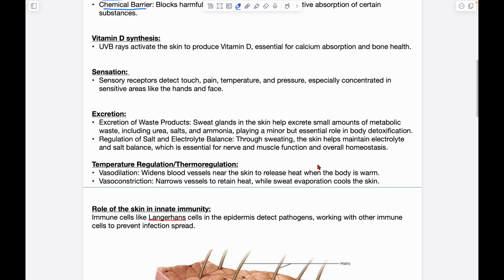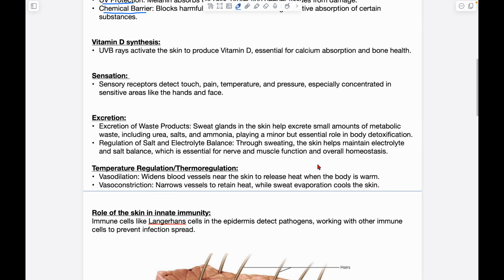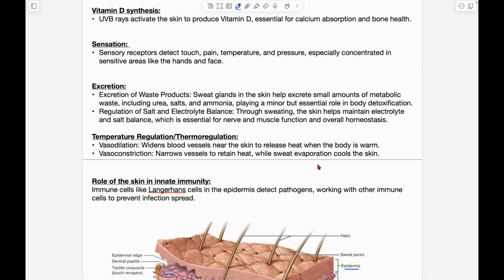Okay, and next we're going to be talking about temperature regulation, also known as thermoregulation. And what's important about this is that the skin essentially has these things called thermoreceptors, and these thermoreceptors monitor and respond to temperature changes in the body. And so essentially, if your body's too hot and it needs to cool down, there's something called cutaneous vasodilation which occurs, which is essentially when blood vessels in the dermis widen, which increases blood flow to the skin's surface and also releases heat, thus cooling down the body.